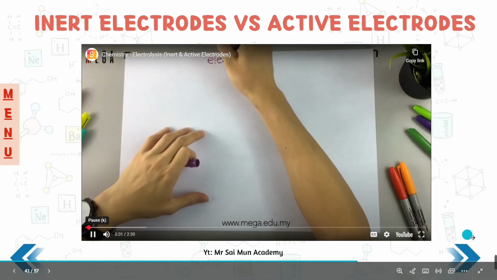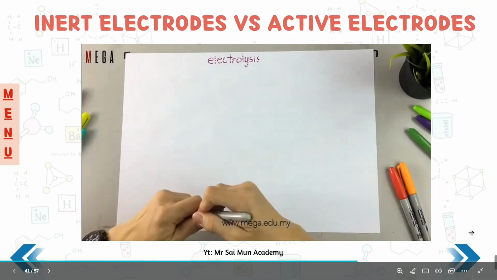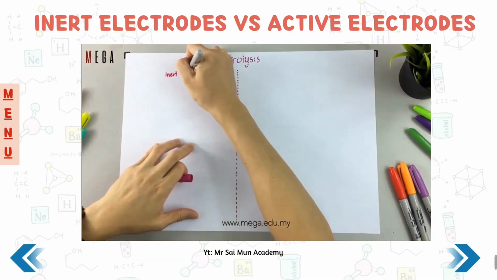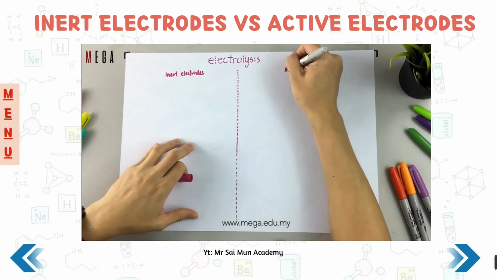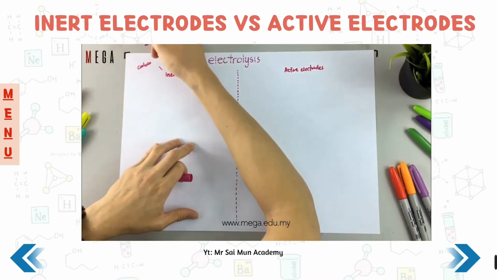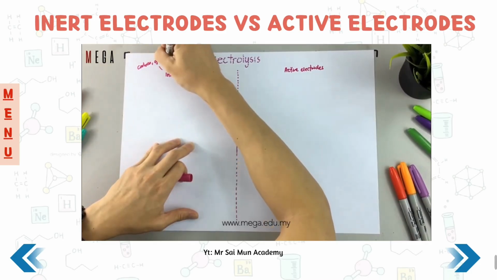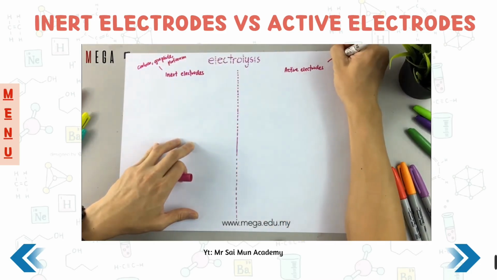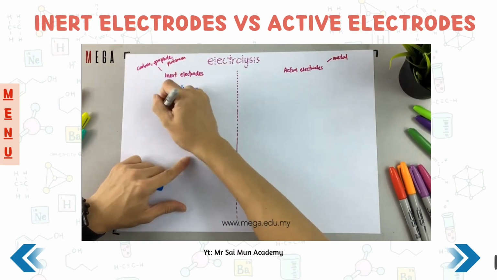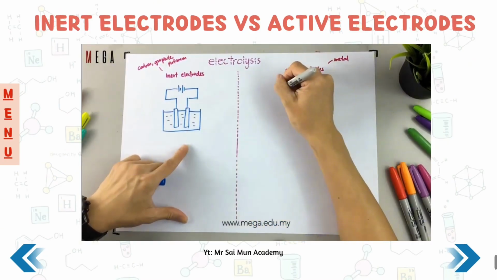Ta-da! Today we are going to talk about the differences between inert electrodes and active electrodes. Just remember, there are only three types of inert electrodes, which are carbon, graphite and platinum. Other than all these, they all belong to active. And one more tip, all active electrodes are metals.